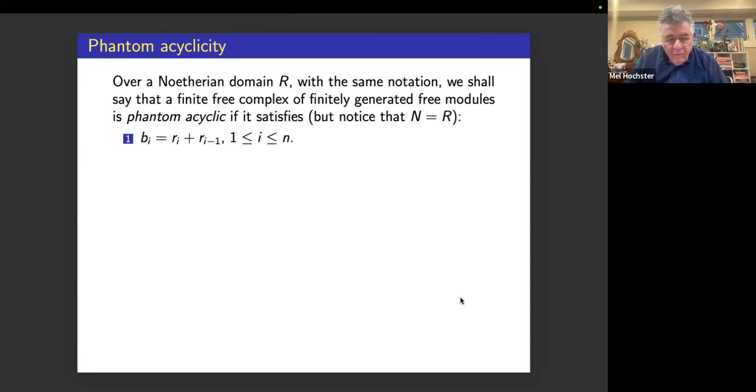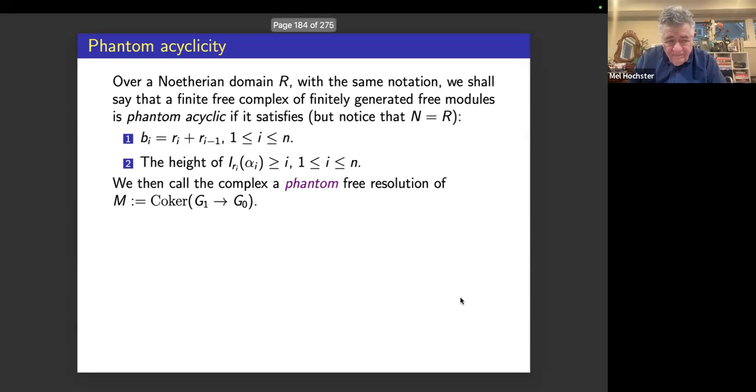So phantom acyclic will mean, for the purposes of this talk, that you have that same rank condition, but instead of assuming depth, I'm just going to assume conditions on the heights of these ideals, and I'm only going to do this over a domain. If you don't have a domain, you have to worry about the height mod every minimal prime, and it gets kind of technical. In the case where you just have a free resolution, if it satisfies these conditions, it's not actually acyclic, but we call it a phantom free resolution. Craig and I started with tight closure in the characteristic P case, but we can talk about phantom resolutions in this generality.